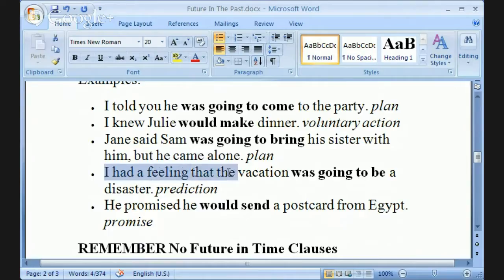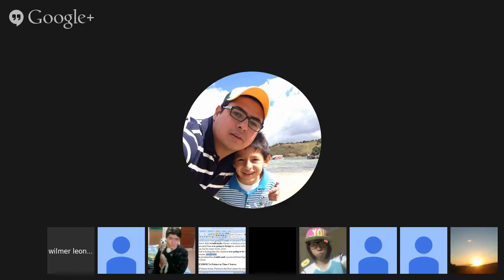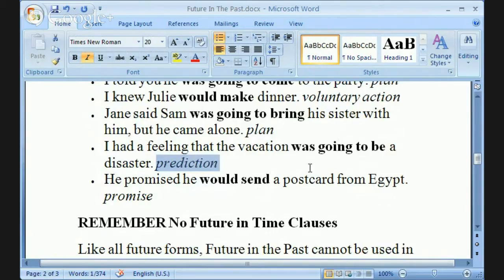Okay, I had a feeling that the vacation was going to be a disaster. Obviously, that is used more like a prediction, which is kind of different from simple future. All right, in simple future, a prediction, you use will. So there is a difference here with future in the past.